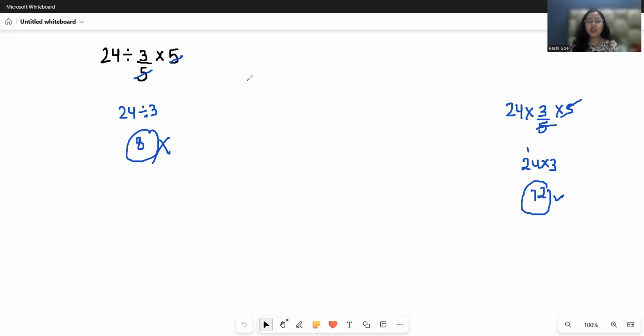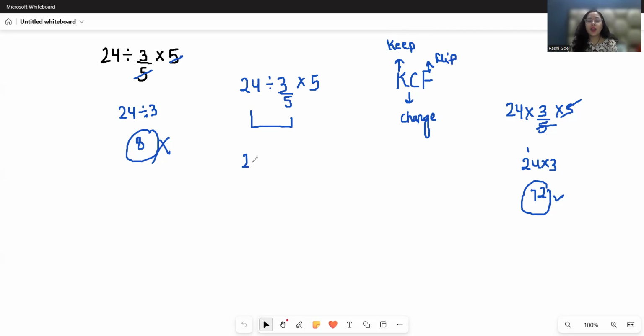But there is a division sign. That is 24 divided by 3 by 5 times 5. Then how can you solve it? You have to follow the KCF rule. Now what is the KCF rule? Its full form is K stands for keep, C stands for change and F stands for flip. So let's apply this to the first two terms. Keep the left hand, change the symbol from division to multiplication and flip the right hand. That is 5 by 3 times 5.